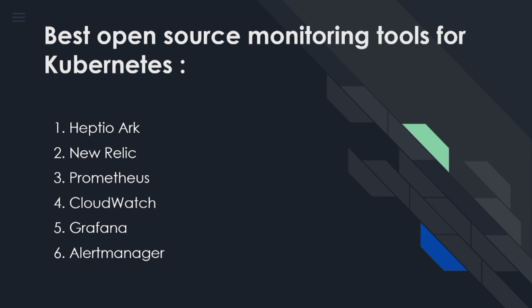Fifth, Grafana. Grafana is an open source tool that helps you monitor and report on your cloud clusters. Sixth, Alert Manager. Alert Manager is an open source tool that helps you monitor and manage alerts for your Kubernetes clusters. Next, we will see how to deploy a Java application on Kubernetes.